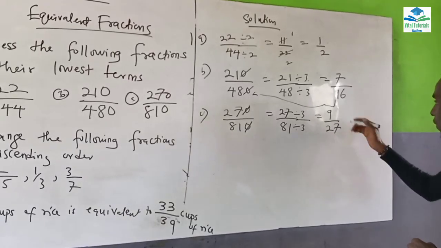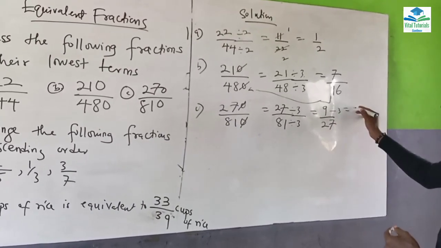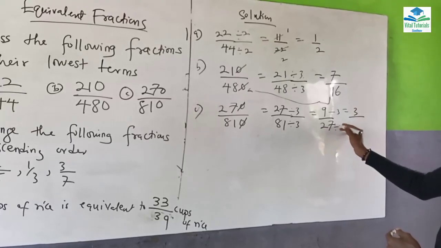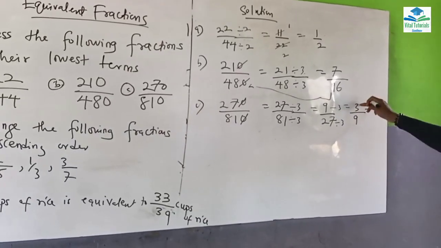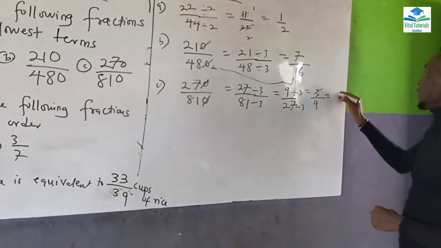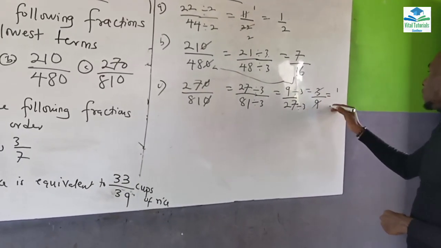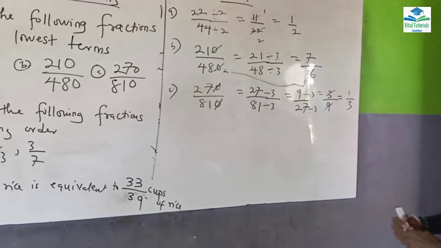Now, what can divide up and down here? We can still use 3. If 3 divides this upside, you have 3. 3 divides this downside, so you have 9. Then, same thing here, you can also use 3 to divide up and down. 3 divides itself, 1. 3 divides 9 is 3. So, 1 over 3 is the lowest term.